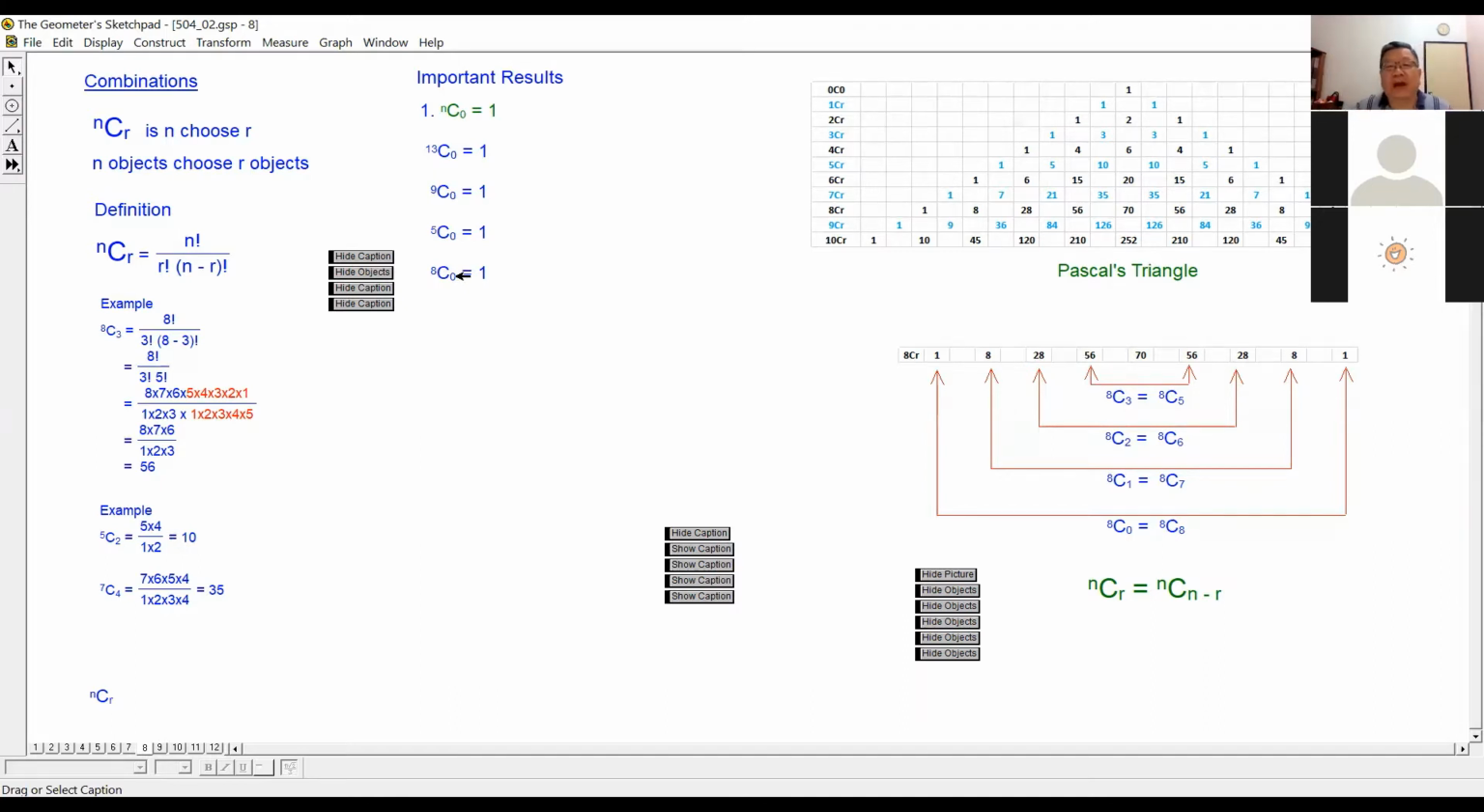Just don't choose, right? 8 choose 0. That means 8 things, and I don't want to choose anything. So there's only one way, you don't choose them. So remember, nC0 is always 1.